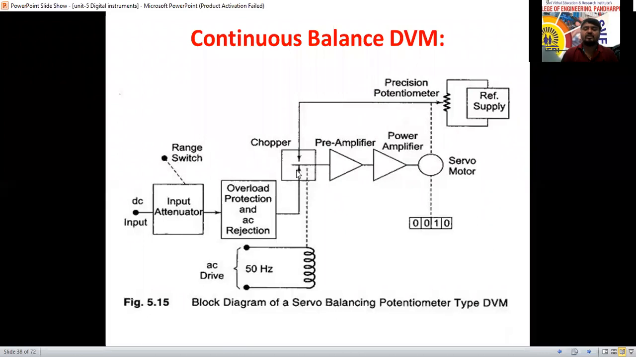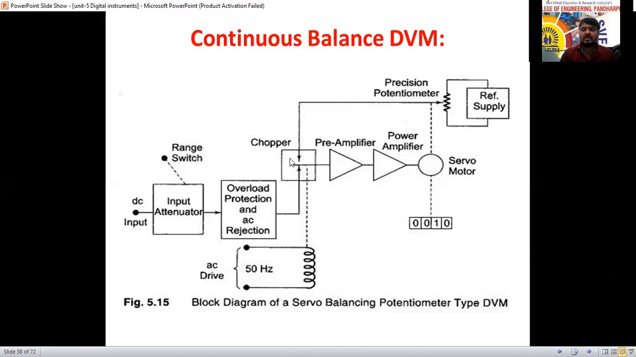One side has 2 connections. On one side we have connected the input supply, and on the other side it is taking from the precision potentiometer. Potentiometer क्या करते हैं इसको, variable, it is going to adjust the output and give it here. For the chopper, an extra supply is given, that is the AC drive supply to drive the chopper circuit, taken directly from the external supply.